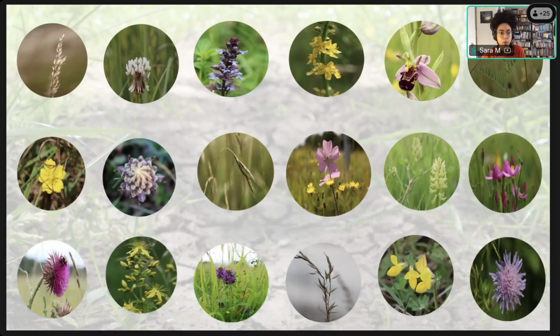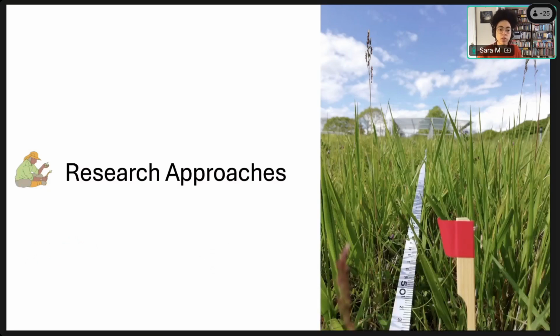So in terms of the species there's 109 species there, and lots of lovely grass species, parasitic plants, and lots of orchids as well. So these are just some pictures that I've taken over the years. Right, so that's enough of the context. And in terms of research approaches, I'll be talking about 3 main projects.